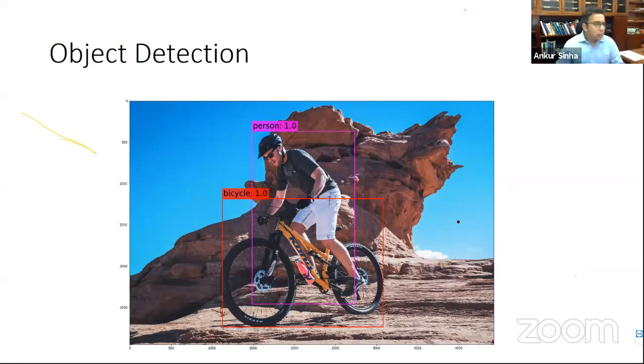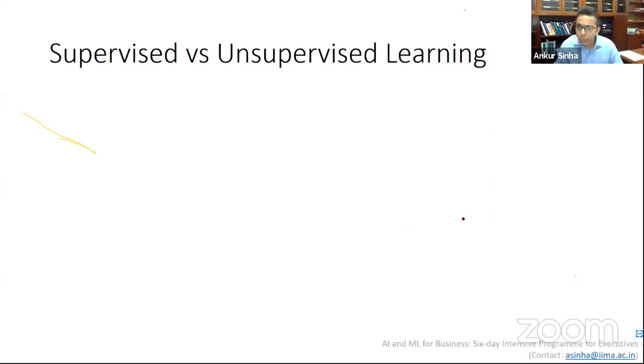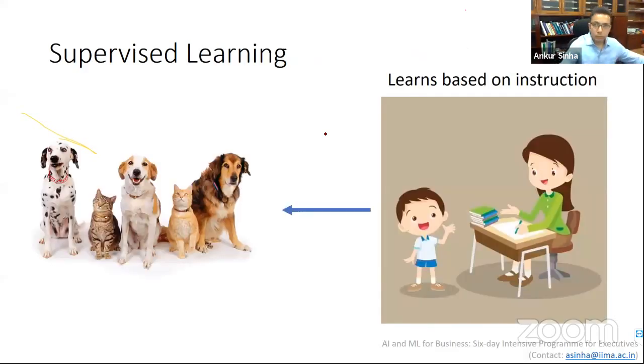All right, now let's try to understand some of these things. What is supervised learning and what is unsupervised learning? These are some terminologies which experts in the area of machine learning and artificial intelligence very often use.